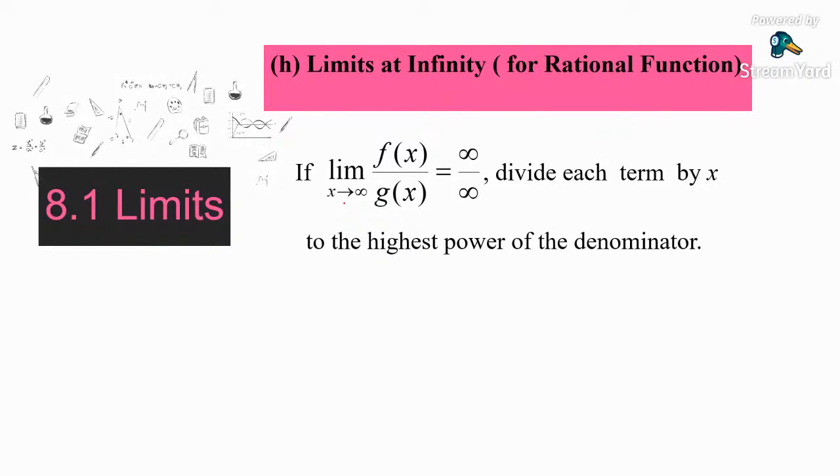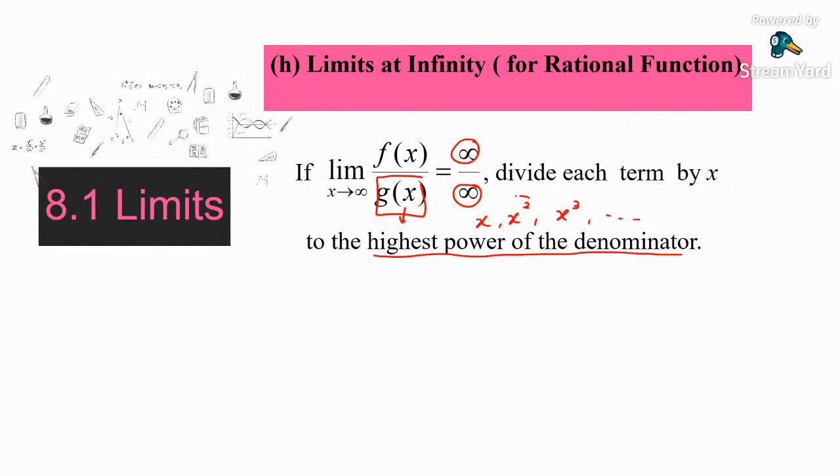Let's say you want to calculate the limit for x approaching infinity for a rational function f(x) over g(x), and when you substitute, you get infinity over infinity. What you need to do is divide each term by x to the highest power of the denominator. Refer to your g(x), your denominator, and check the highest power. Is it x, or x squared? Is it x cubed? And so on.